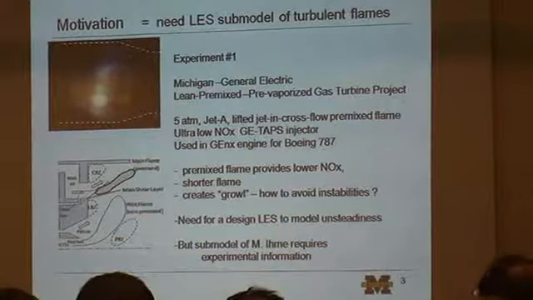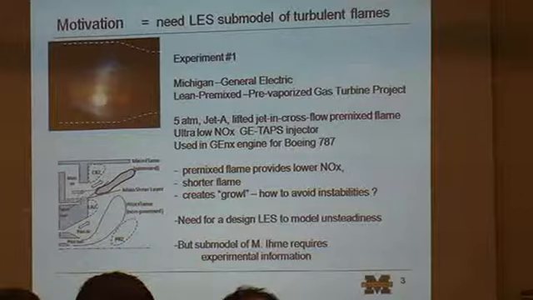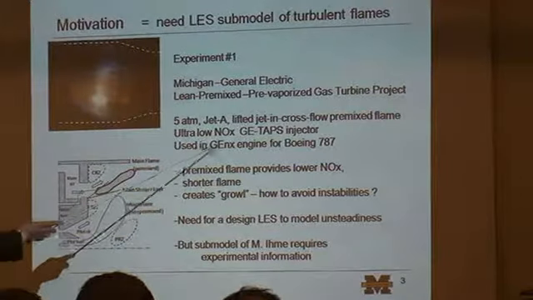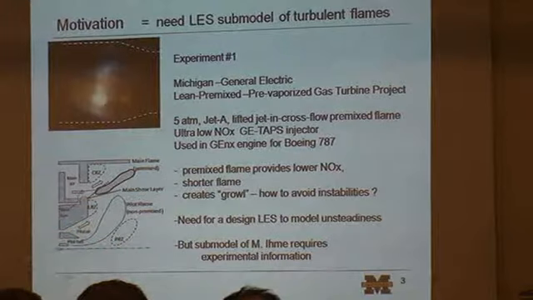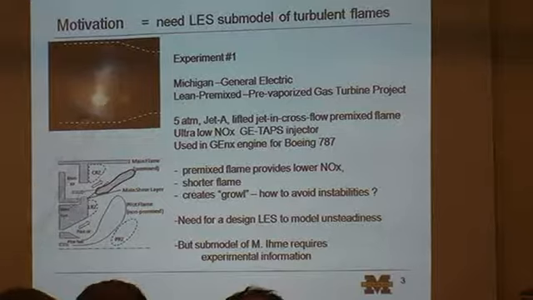But the people at General Electric who are funding this work have been developing this lean, premixed, pre-vaporized idea, and the premixing is causing them all sorts of problems. This is an engine used on the GE for the Boeing 787. It's in production, and they gave us one of the fuel injectors. It's a proprietary, top secret fuel injector, and it's this part right here. This is just one flame tube, and we're burning it at about 5 atmospheres.